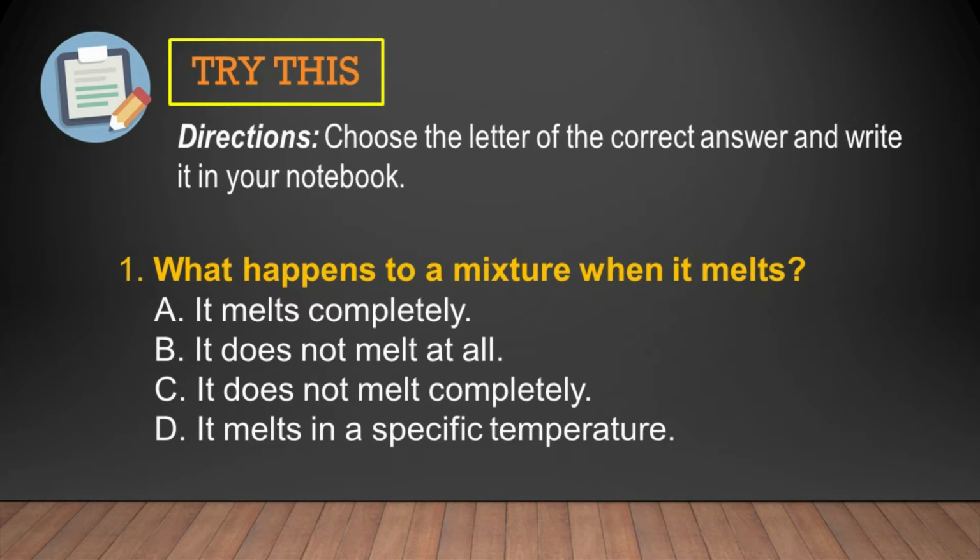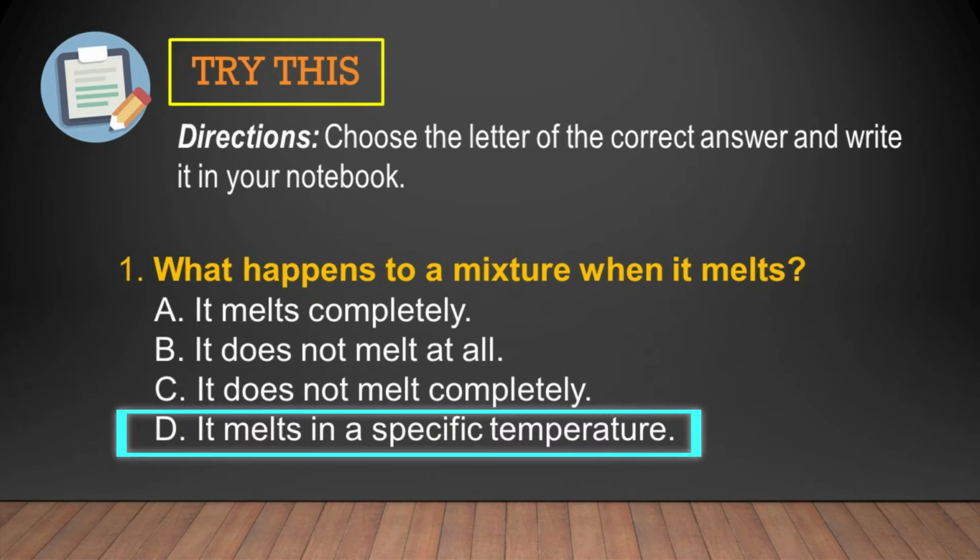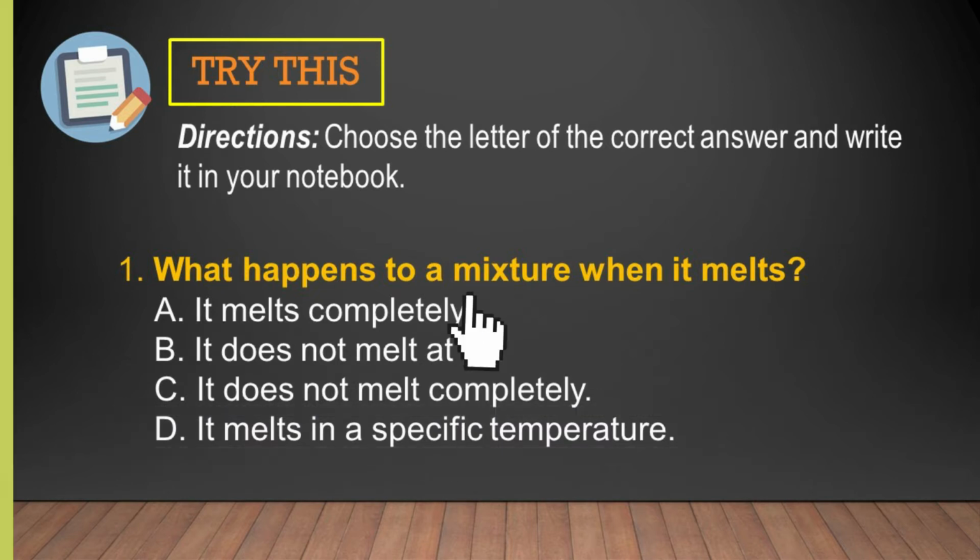Directions: choose the letter of the correct answer and write it in your notebook. Number 1. What happens to a mixture when it melts? A. It melts completely. B. It does not melt at all. C. It does not melt completely.